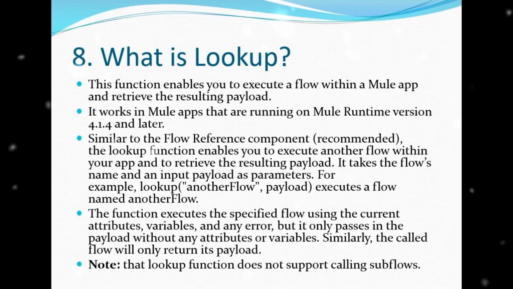For example, lookup("anotherFlow", payload) executes a flow named anotherFlow. The function executes the specified flow using the current attributes, variables, and any error, but it only passes in the payload without any attributes or variables. Similarly, the called flow will only return its payload. Note that the lookup function does not support calling subflows.